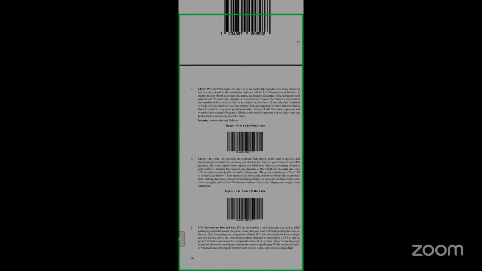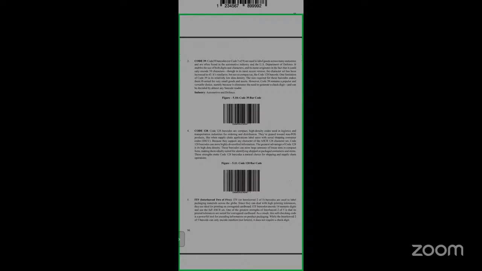Here it consists of 39 characters, and this has been increased to 43 characters also. One limitation of Code 39 is relatively low data density, because the size required for this barcode means it can only be used on very small goods and assets. It eliminates the need to generate a check digit, and it can be decoded by almost any barcode reader.